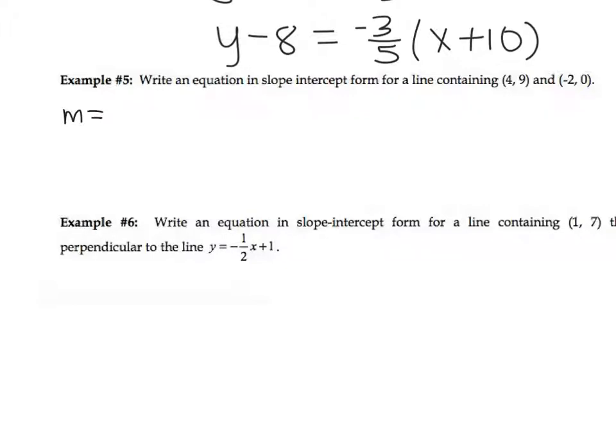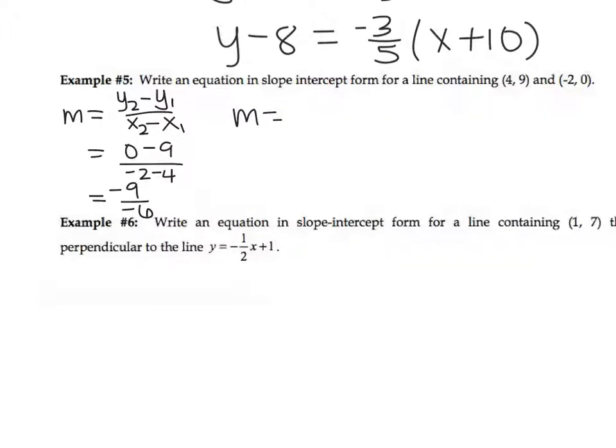So remember, the slope is found by doing y2 minus y1 over x2 minus x1. So using the point -2, 0 as our second point, we'll do 0 minus 9 divided by -2 minus 4, which is going to give us -9 over -6. So the negatives are going to end up canceling, and then we also want to look to see if our fraction simplifies. 9 and 6 are both divisible by 3, so we're going to end up with a slope of 3/2, since 9 divided by 3 is 3, and 6 divided by 3 is 2.